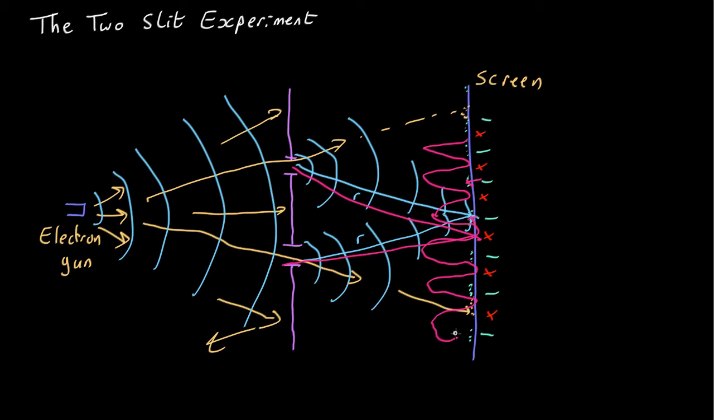But then as soon as you actually observe, it collapses the wave function, and you get a flash at a different place, but the probability is given by the amplitude of this. So there's a high amplitude there, so there's a high probability of getting a flash there, low amplitude there, so low probability of getting a flash there.